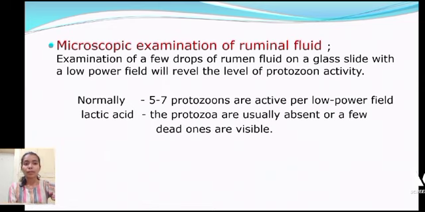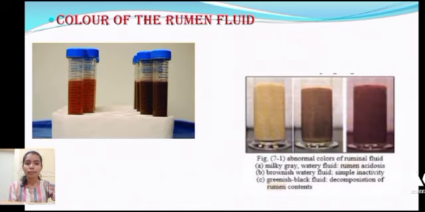Under microscopic examination of ruminal fluid, it is done by taking a few drops of ruminal fluid on a glass slide under low power field, which will reveal the level of protozoal activity. Normally 5 to 7 protozoa are active per low power field. In lactic acidosis, the protozoa are usually absent or low or sometimes even dead. These are the different colors of the ruminal fluid.